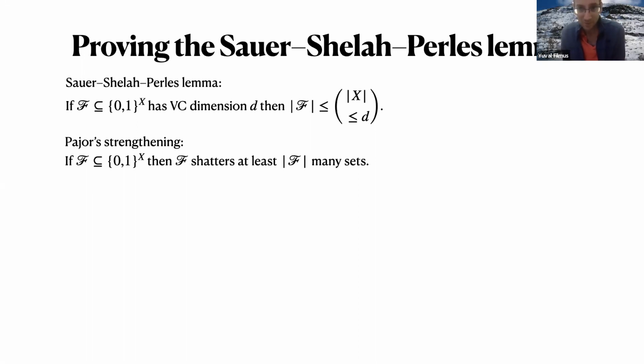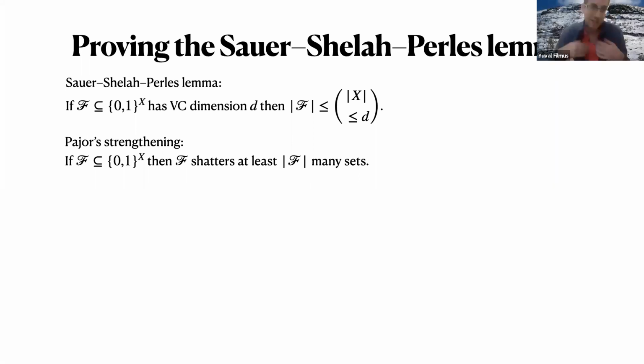Why does this imply the Sauer-Shelah-Perles lemma? Suppose that a family has size more than |X| choose at most d. Then it shatters more than |X| choose at most d sets. In particular, it has to shatter some set of size d plus 1, because there are only so many sets of size at most d. Hence its VC dimension is at least d plus 1. I'm not sure if you followed, but this is very simple.